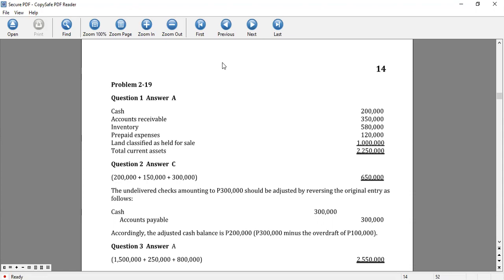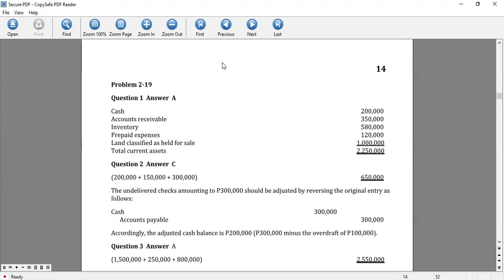Now, question number 2. What total amount should be reported as current liabilities? So, for current liabilities, by the way, you have your corresponding adjusting entries. Question 1 is current assets. So in question number 2 now, where the answer is here.